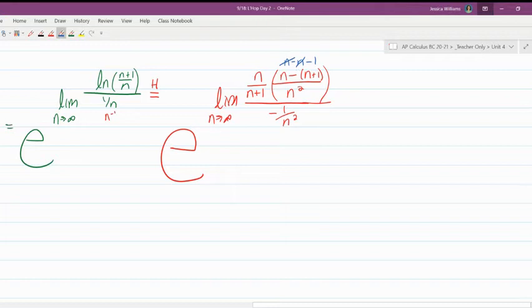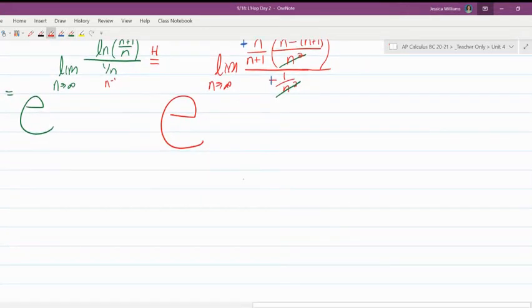And now I have a negative 1 times n. So this is like a negative out here. Oh, but a negative over a negative makes a positive. See how quickly things are disappearing. I have an n squared and an n squared, so those are gone too. And I'm finished. Like, maybe that was too fast algebra. So let me show you.